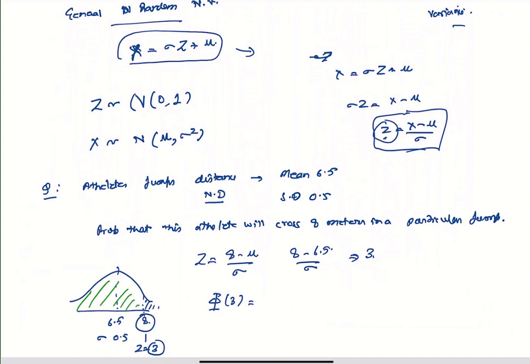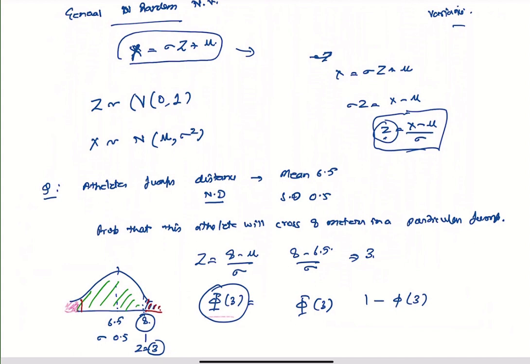but this is not the area we want. We want to know this area, but by symmetry this area is going to be similar to this area over here. So this phi 3 is the area, and the total is 1, and what is that area? That area is nothing but 1 minus phi 3. This is the area we want, 1 minus phi 3.